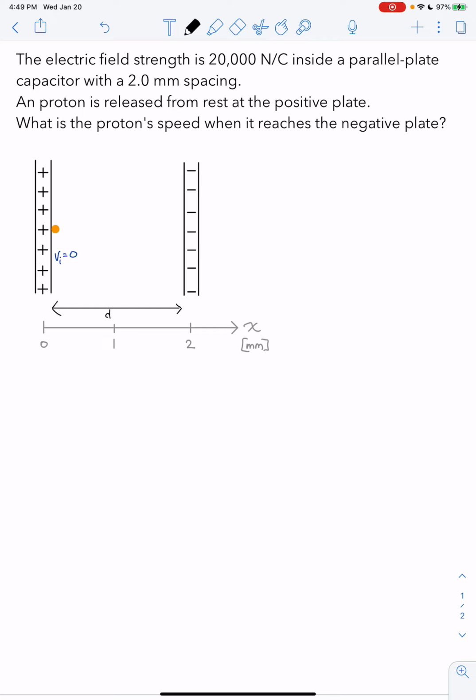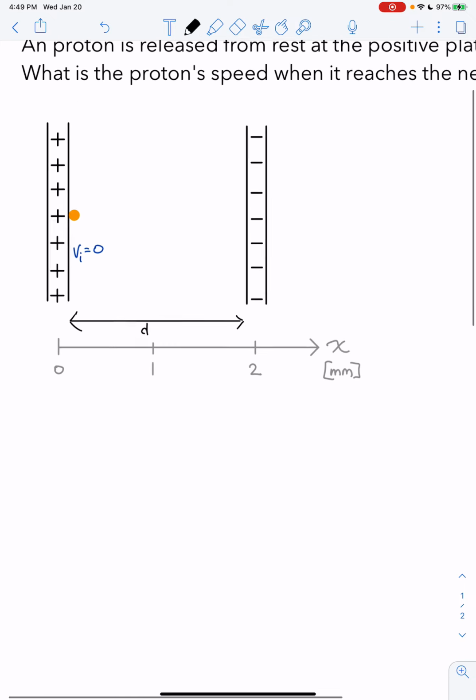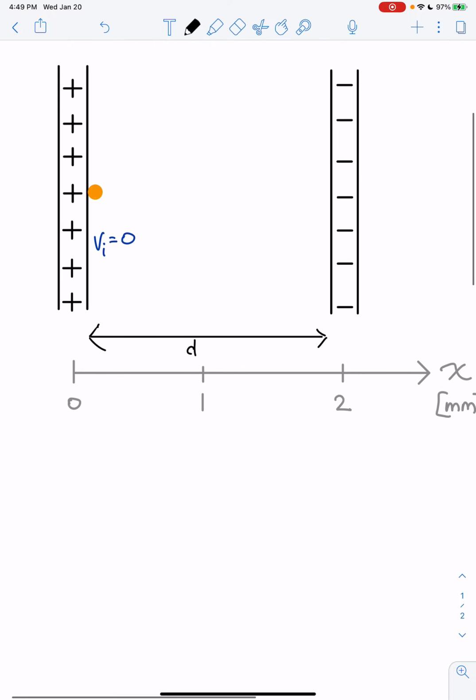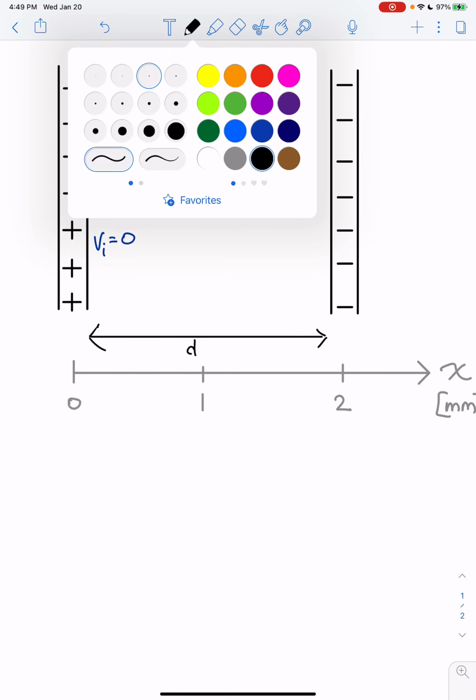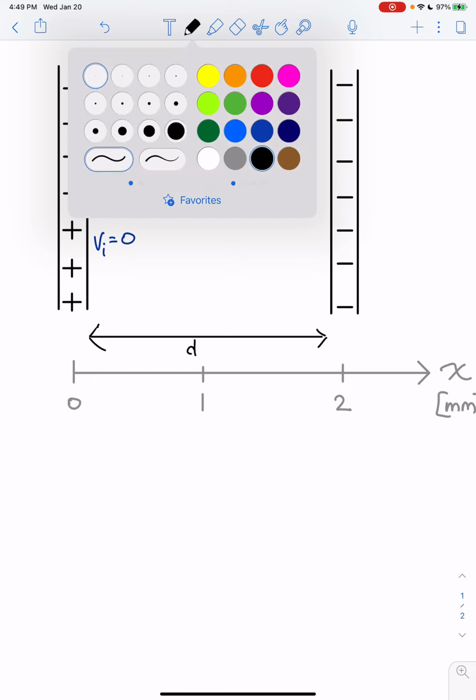In this problem, we've got a parallel plate capacitor with a given spacing between the plates and an electric field strength. So I've drawn this here. So let's take a look. And what we're asked to do is we're going to place a proton at the positive plate.